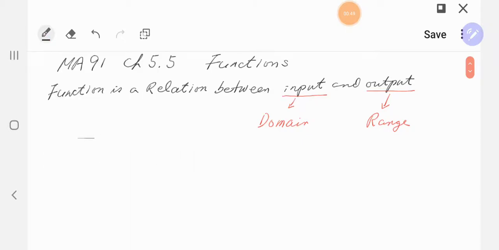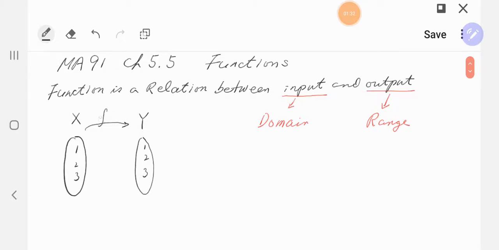So why don't I write something like this? Here are the input values, like 1, 2, 3. Let's use capital letter X. So X is the set of all input values. Let's say the input values are 1 to 3. And here is the set of outputs, let's say uppercase Y, with values 1 to 3. So there is a relation from input to output. Let's say the relation is a function.